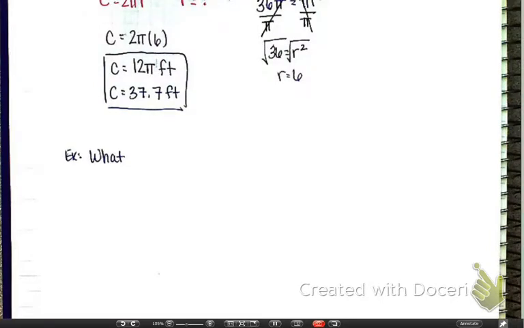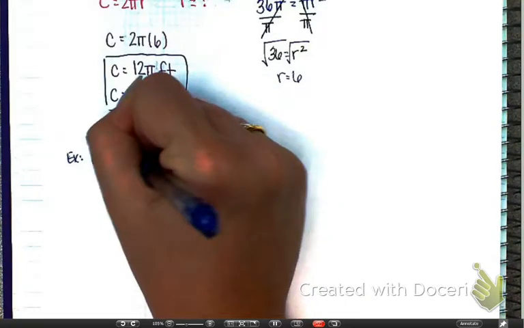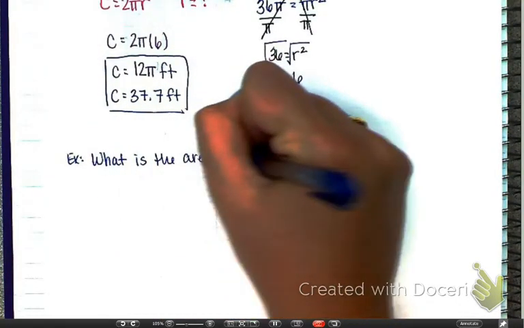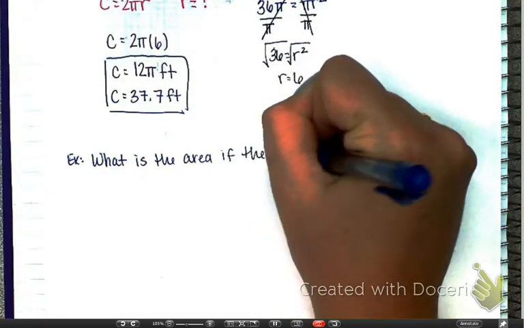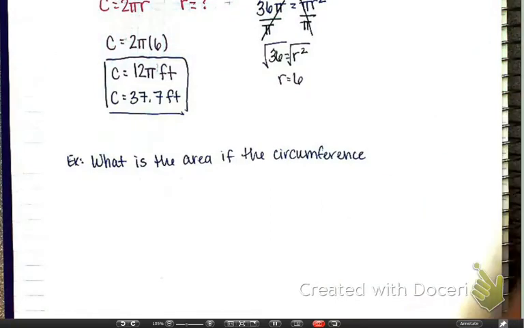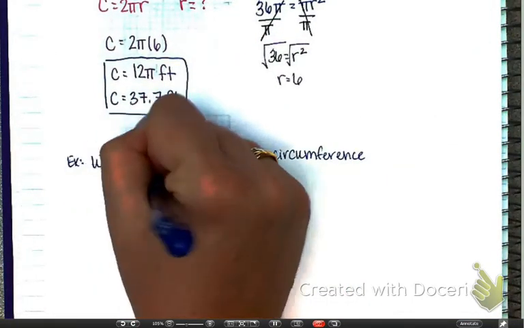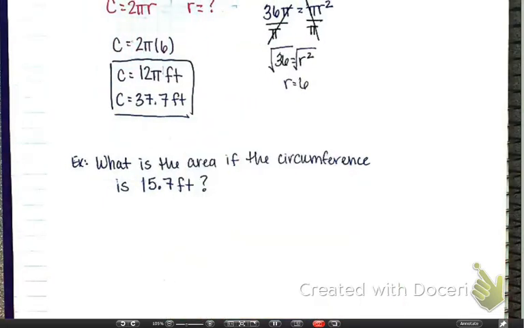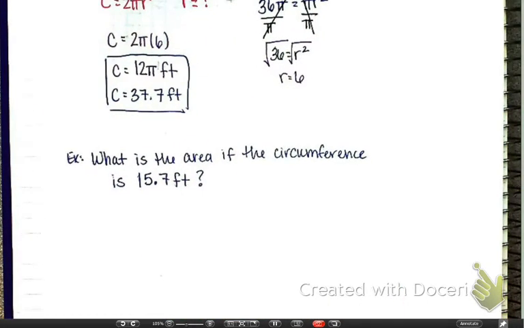Okay, last problem. What is the area if the circumference is 15.7 feet? Don't add pi to this. Just go with the number that you see.